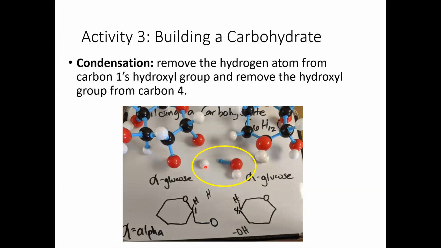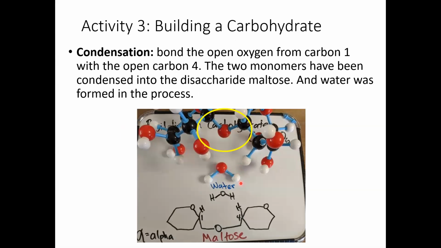So we lost our hydrogen. This hydrogen is gone. It's floating around, shown here. And this hydroxyl group is gone. It's floating around, and it's shown here. So now what can occur is that that hydrogen and hydroxyl group will come together and make a water molecule, which is shown here. And now these 2 alpha glucose molecules can form together, bond together, and form maltose. So here the 2 monomers have been condensed into the disaccharide maltose, and water was formed in the process.